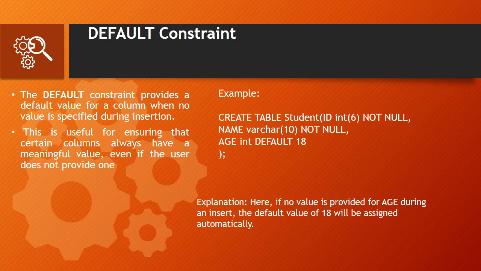The DEFAULT constraint provides a default value for the column when no value is specified during insertion. This is used to ensure that certain columns always have a meaningful value even if the user does not provide one. For example, CREATE TABLE student (ID NOT NULL, name VARCHAR(10) NOT NULL, age DEFAULT 18). Here, if no value is provided for age during the insert, the default value 18 will be assigned automatically.